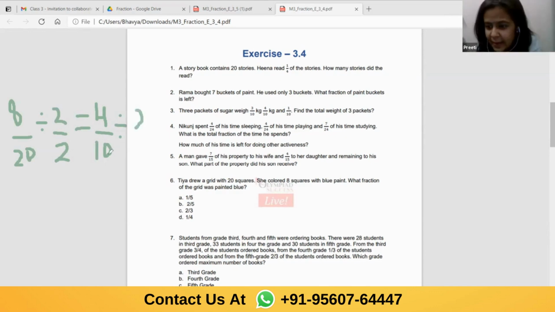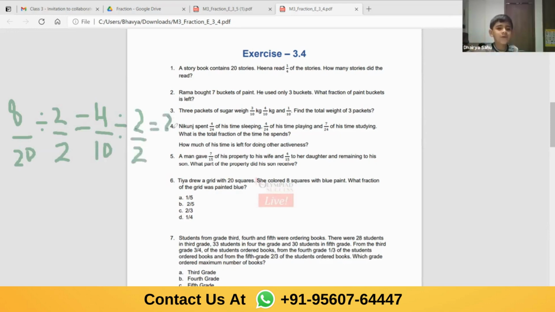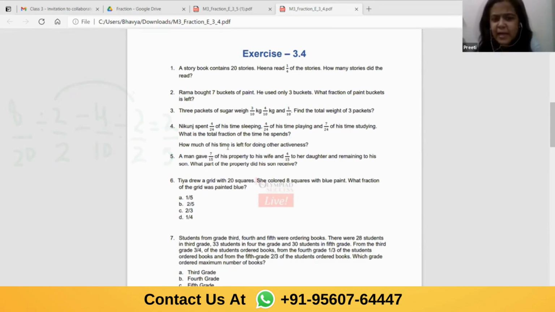No, but 10 doesn't come by 4. By 2. Yes. So by 2 we can say that 4 divided by 2 is 2 and 10 divided by 2 is 5. See, I'm getting the same answer, rather than dividing by 4 once, I am dividing 2 times. Is this clear to everyone?